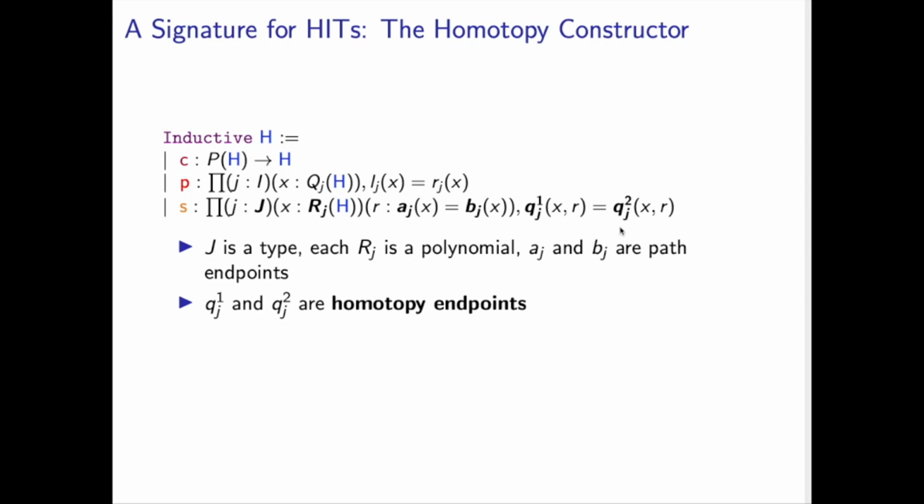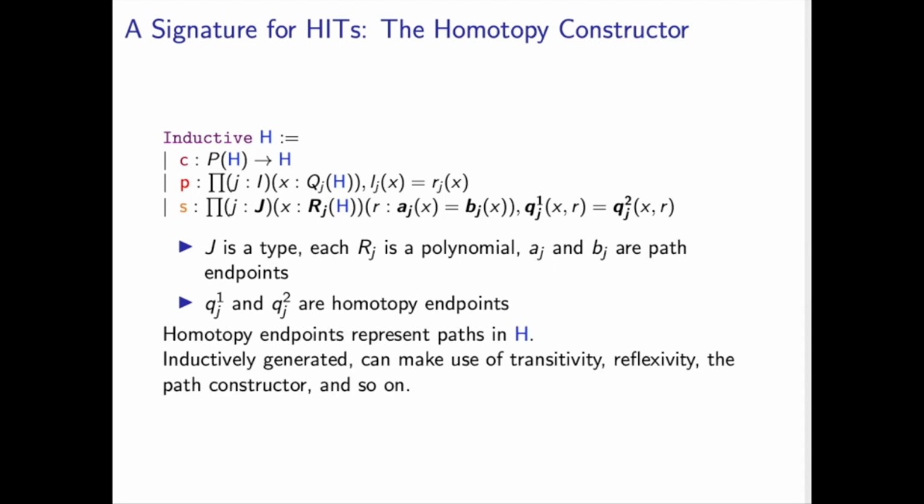So now you might wonder, what are homotopy endpoints? Well, they are a bit similar to path endpoints, but instead of representing functions, they represent paths in H. The type of homotopy endpoints is inductively generated by quite a lot of constructors. I won't tell all of them, but I will only mention a few. You can use transitivity, reflexivity, the path constructor, the path argument. You can apply the constructor C to a path, and there are many more possibilities. For a precise list of the constructors, I refer you to the paper.